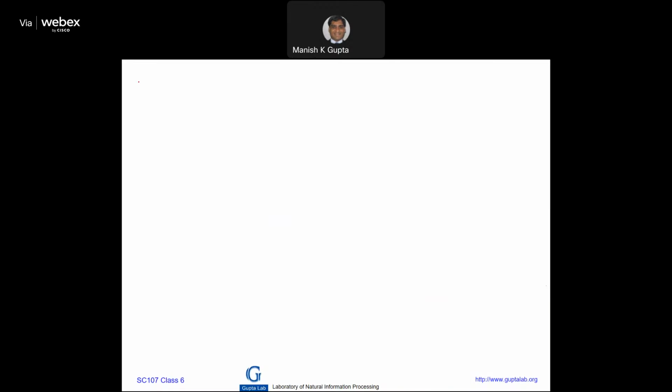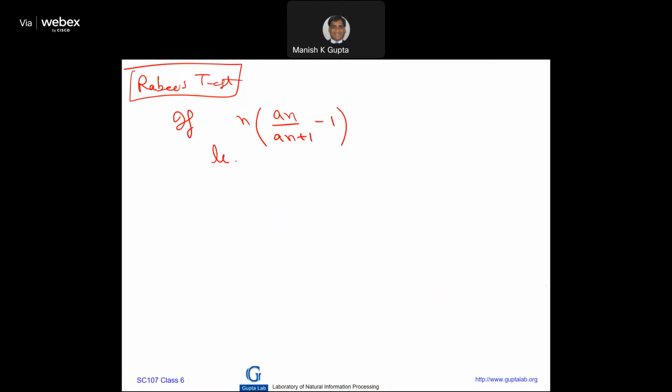Okay, Raabe's test. What you do: n times an divided by an plus 1, minus 1. If this limit is greater than 1, convergent; less than 1, divergent; equal to 1, test fails. You subtract 1, multiply by n, and take the limit. Which test to apply, you need to make a choice based on the terms there.